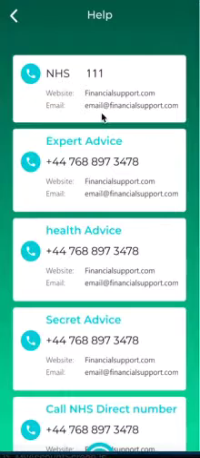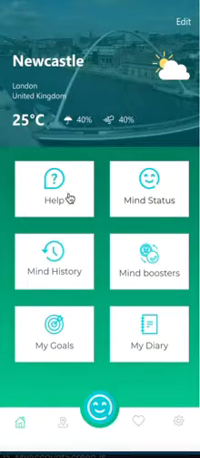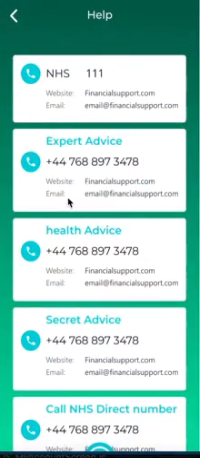We also give emails and the website so that they can browse. But the main thing is to call someone. So that will give a list of numbers for where they can get help. And we also can remove the phone numbers and put some dedicated websites which they can go through.